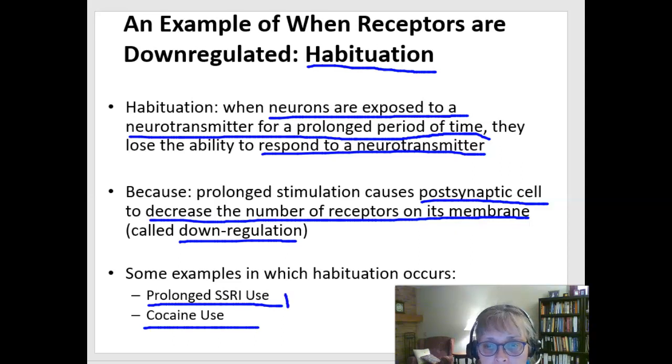Prolonged SSRI use can cause that, but it's a correctable problem when it's mentioned, because normally what will happen is we'll just stop giving the patient that particular SSRI and give them something else. There's a little bit of a transition period, but it's not a terrible withdrawal or anything. But with cocaine use, this is a problem. So it makes addiction very difficult to overcome.